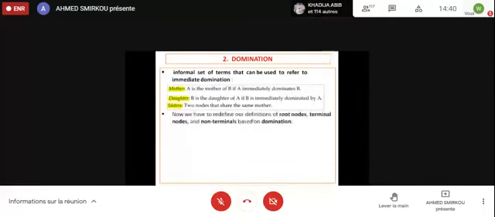So now we have to redefine our definitions of root nodes, terminal nodes, and non-terminal nodes based on domination. How can we define the terminal nodes D, E, F, H, I, J based on domination? We can say they are dominated, but they dominate nothing.